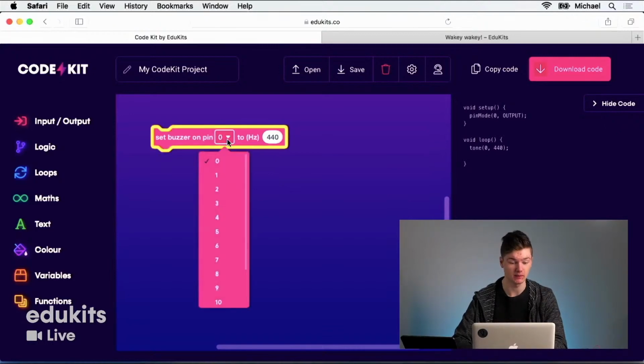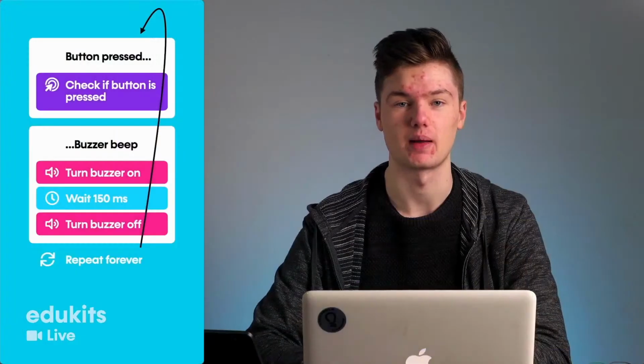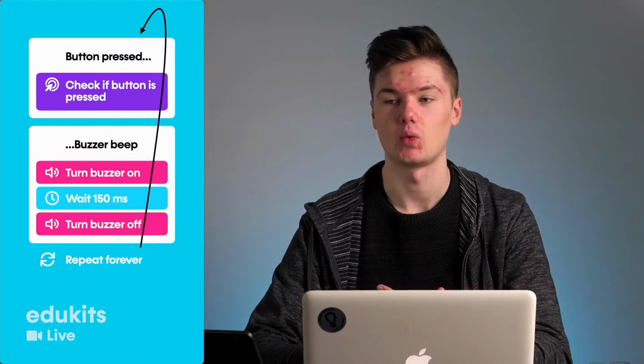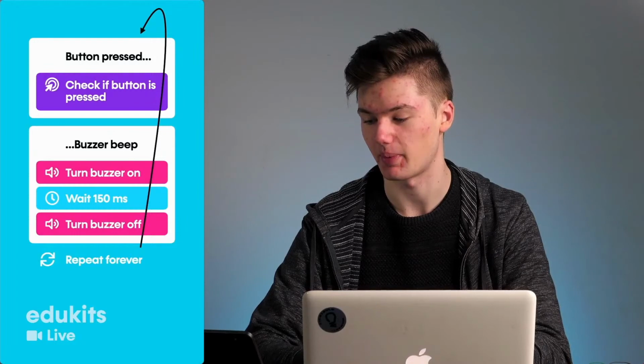We can set the pin, and we're going to set the pin to pin 11. And this over here, 440, it says hertz next to it. That's the frequency, so we can change the pitch of the buzzer to be higher or lower pitched, and I think that's pretty cool. Now, we don't have our delay, which we needed before, if you remember back to our little plan we have over here on the side. We want to wait 150 milliseconds after we've turned this buzzer on to make the beep.